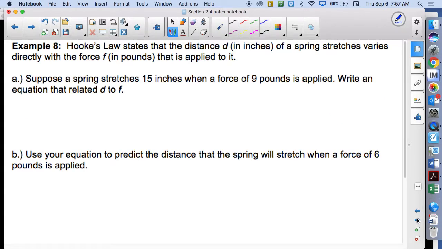The last example we have is another little word problem. Talking about Hooke's law, which you'll talk a little bit about when you take physics. So Hooke's law states that the distance in inches a spring stretches varies directly with the force that is applied to it. So does anybody have a slinky?